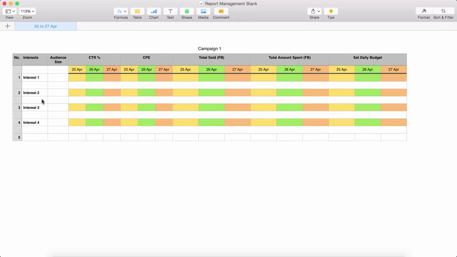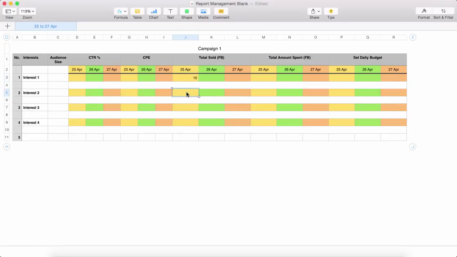So let's say these are the 4 interests that you are running, and then the total sales for 25th April, for example, is 10, and for the second interest is 5, and this is 12, this is 7. All right, just for example. And then if the next day the total sales reported for interest one is 12, and then for the second one is 9, 15, and 12.